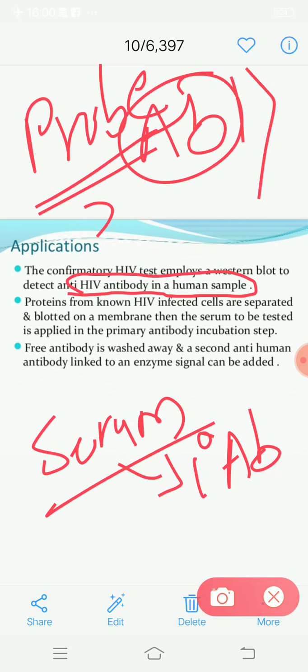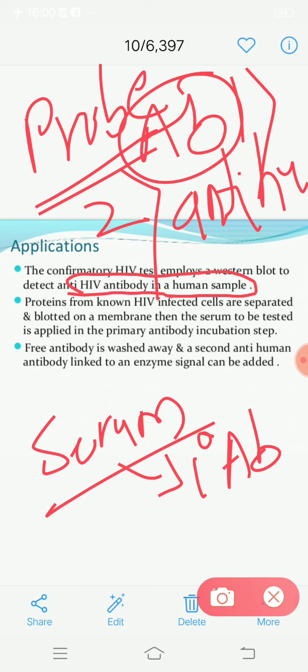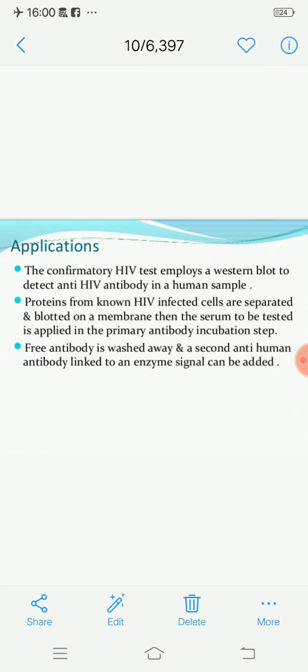This is your first probe. The second probe is the anti-human antibody, which can recognize the Fc region of the first antibody, and it will bind and show the color change. So if there is a color change, it means he is HIV positive. Got my point?